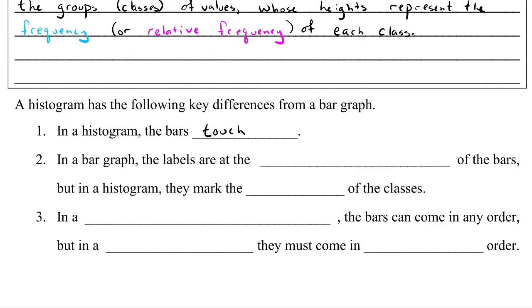In a bar graph, remember, the labels were at the center of the bars, but in a histogram, they mark the boundaries of the classes. So when we label the horizontal axis in our histogram, the labels we're going to use are our class boundaries.